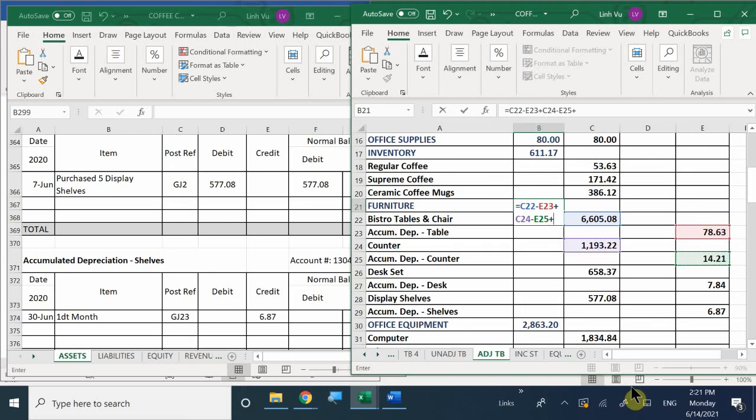Okay. I'm going to add to my furniture 658.37 for the desk set, but I'm going to subtract out my depreciation of $7.84, right? Last thing I'm going to add to my furniture is going to be my display shelves, okay? But subtract out my accumulated depreciation for $6.87, okay? And the total's 8,926.20.